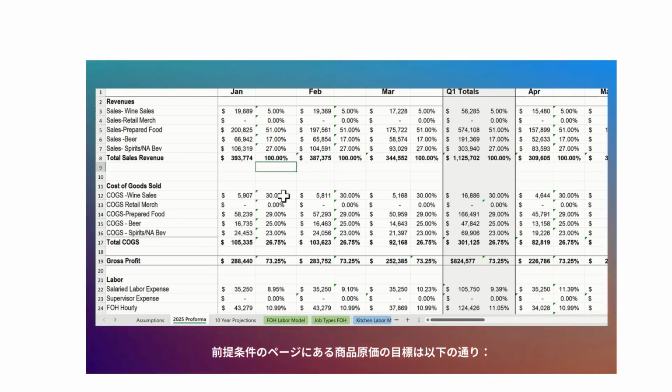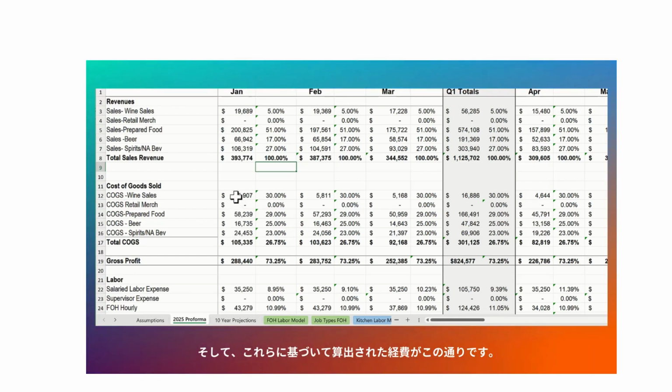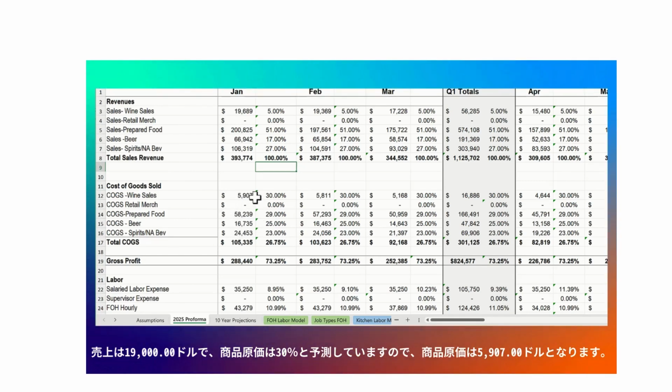As you can see, our cost of goods targets that we put in the assumptions page are listed here at 30% for wine, 29% for food, 25% for beer, and 23% for spirits and NA beverage. And here are the associated expenses that are calculated based off of that. The calculation is based off of the $19,000 we did in sales times the 30% that we've projected for our cost of goods, which ends up being $5,907.